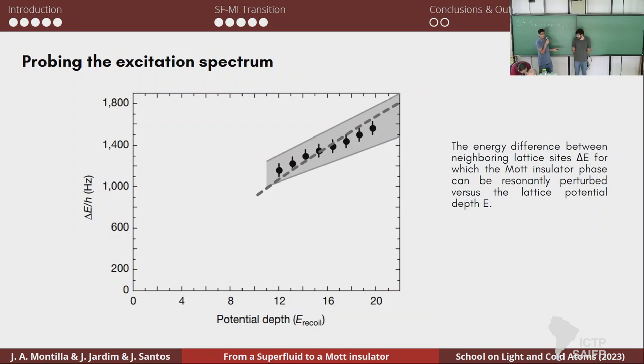And this point is important because the dashed line is the theoretical prediction of the measurement, and this point is the experimental point. It's very important because in this experiment the experimental point agrees with the theoretical prediction. And just to finish, can you pass?